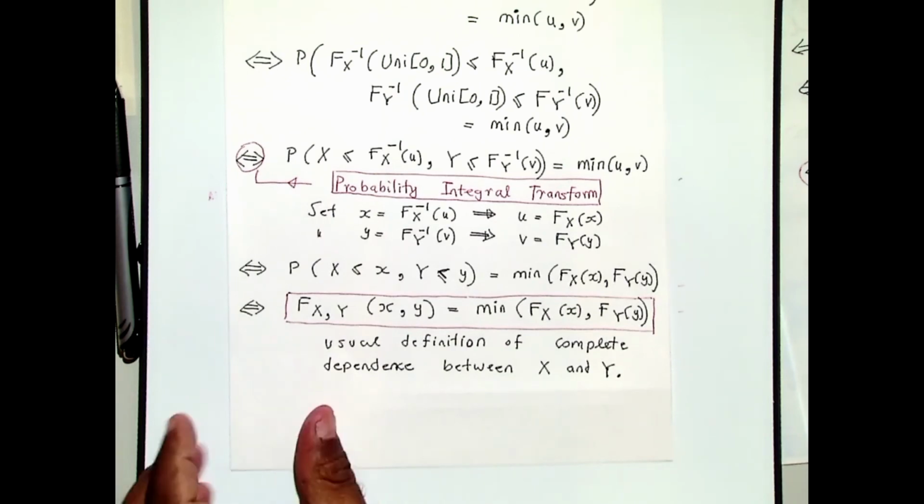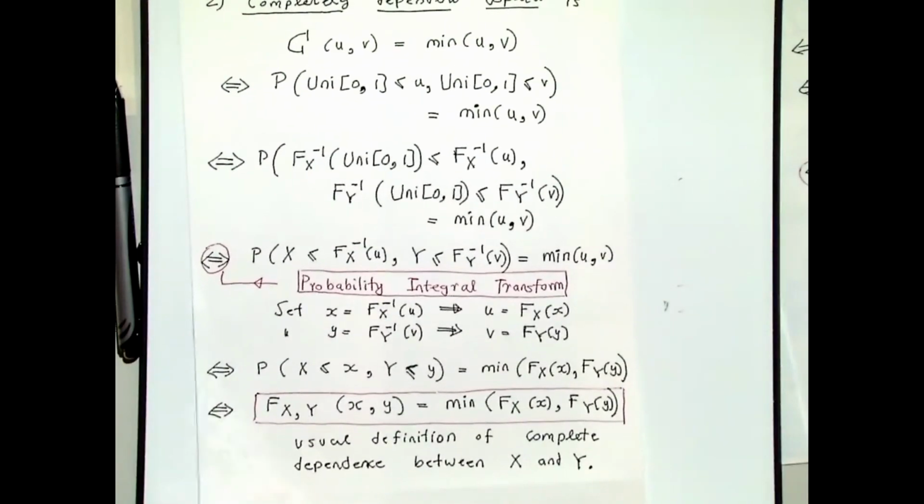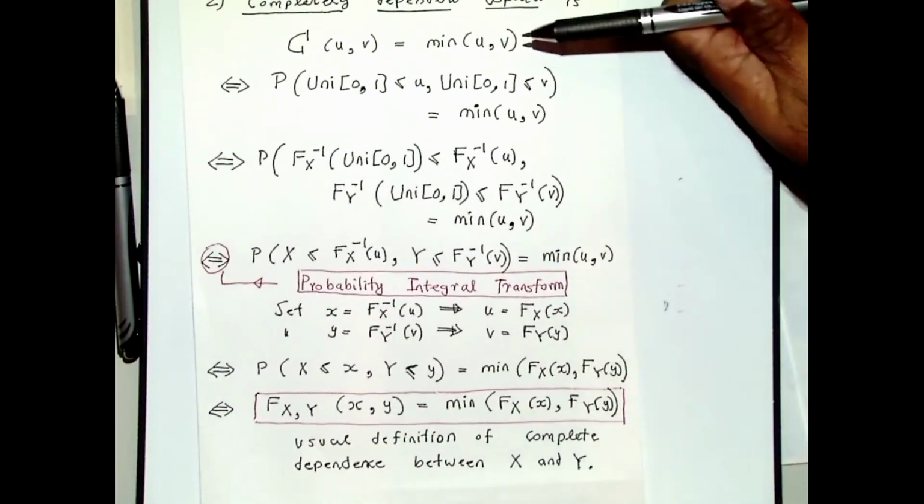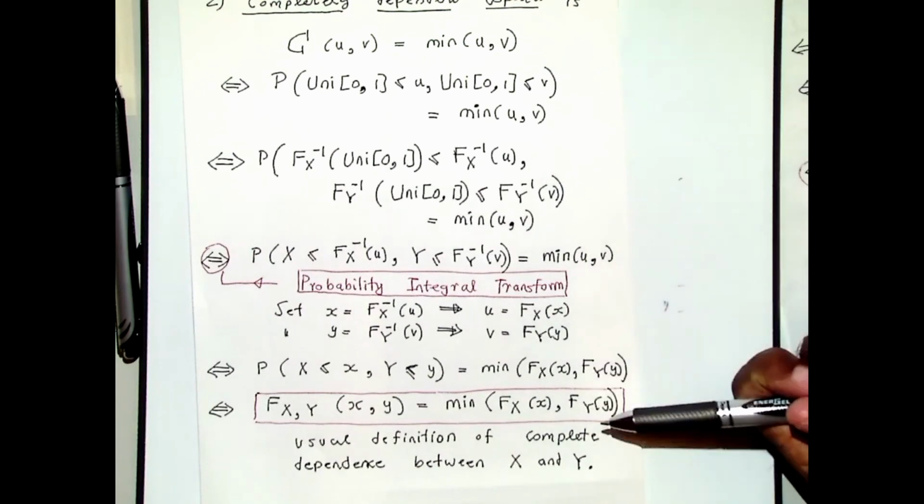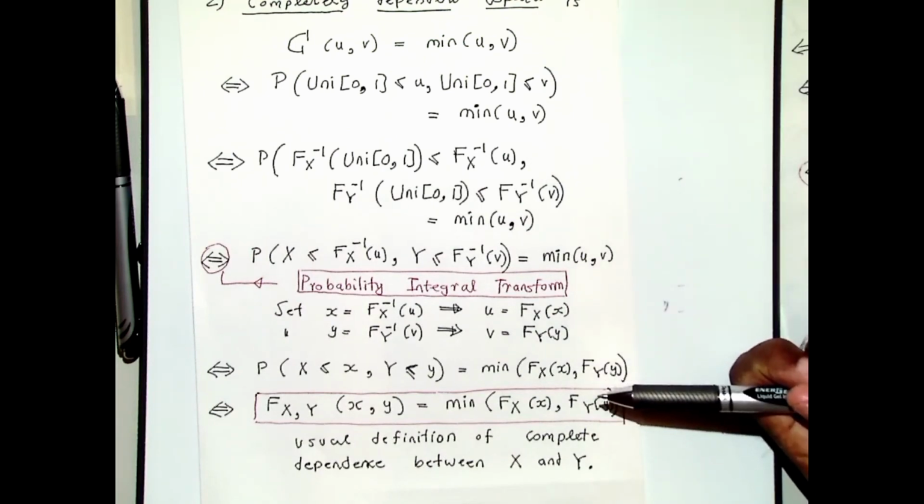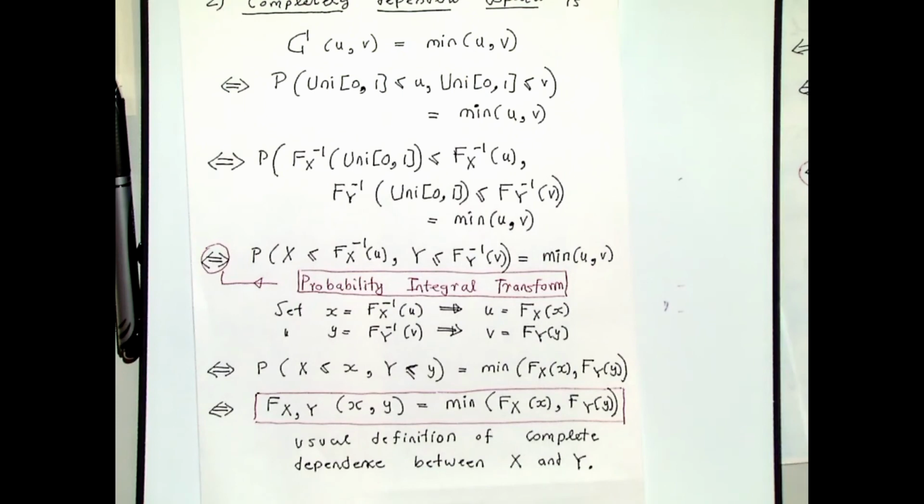Just to summarize what I have done here, I started with the completely dependent copula and shown that this is equivalent to the usual definition that two random variables X and Y are completely dependent. So this completes this video, and in the next video I shall give you the formal definition of a copula and also do some examples.